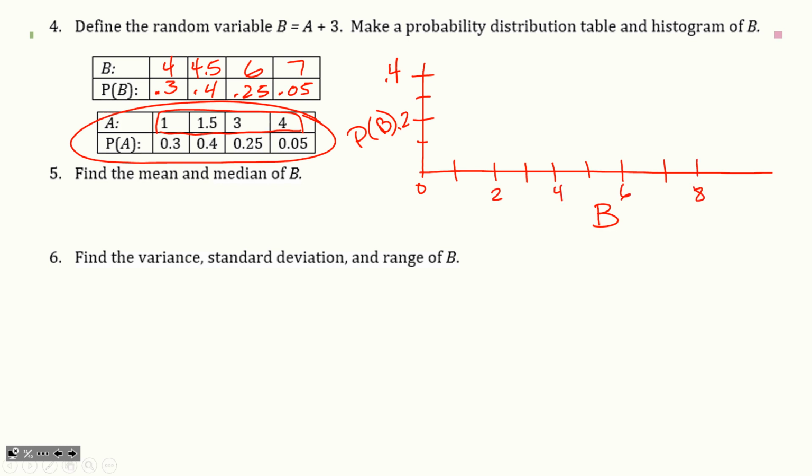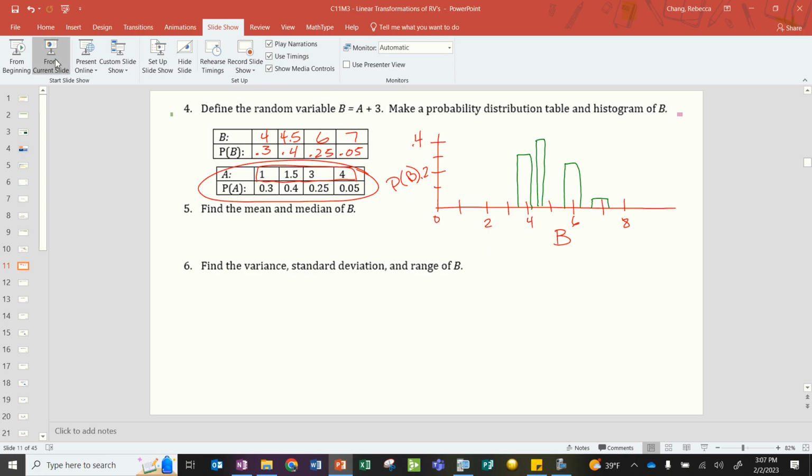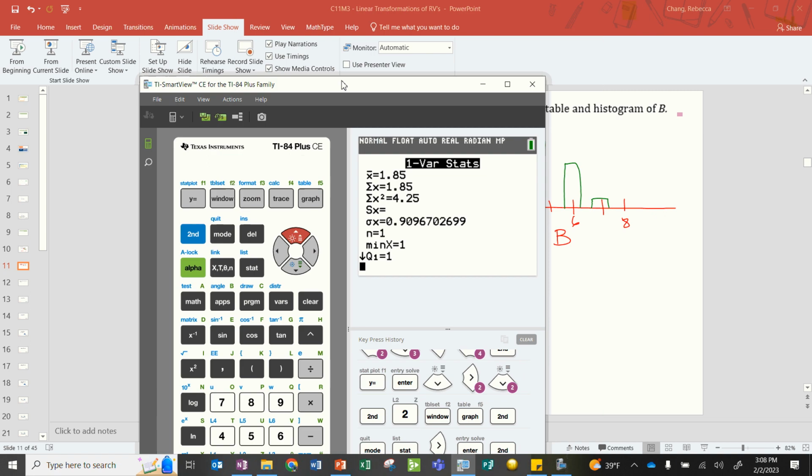All right, perfect. So my histogram, I need a bar at B equals 4 that goes up to 30%, 4.5 that goes up to 40%, 6 that goes up to 25%, and again, this is not perfect, but 0.05, there you go. So what does this look like? It looks very similar to what we saw before, right? And it should.